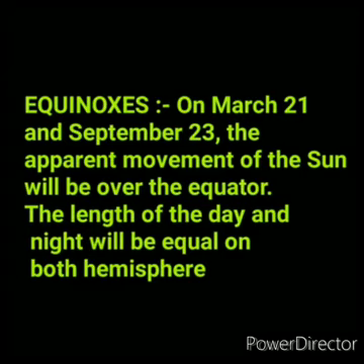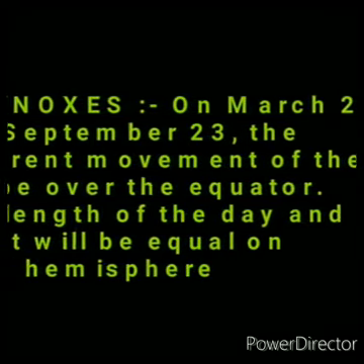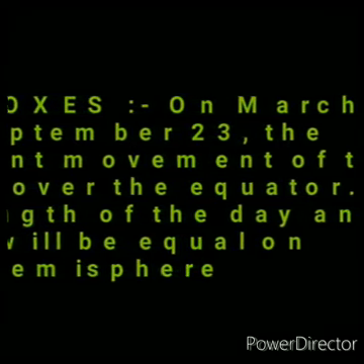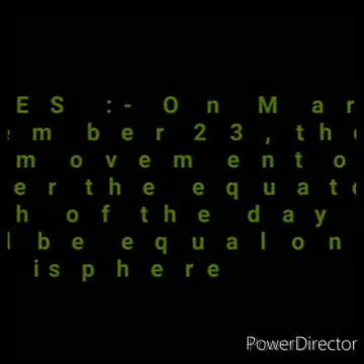March 21st and September 23rd is generally known as equinoxes because due to the apparent position of the sun over the equator, both the hemispheres experience same length of day and night.